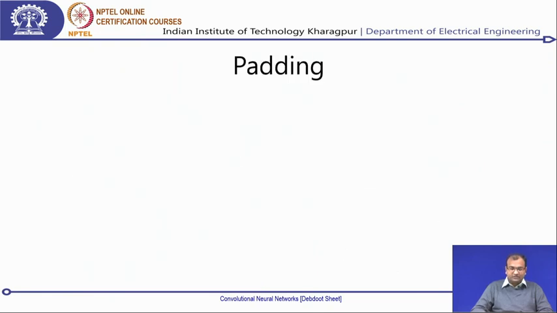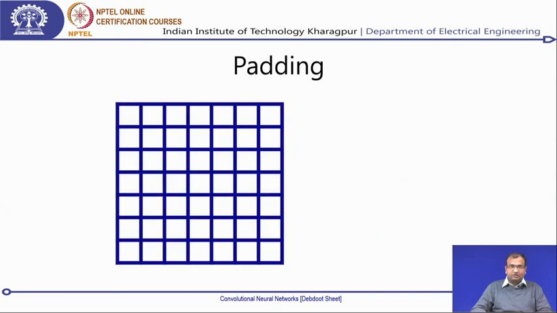The next option is what is called padding. So far, we have looked at operating only from the valid ranges, and that necessitates that you are not going to have an equal sized image coming out at any point, because you will never be able to place your kernel over here.